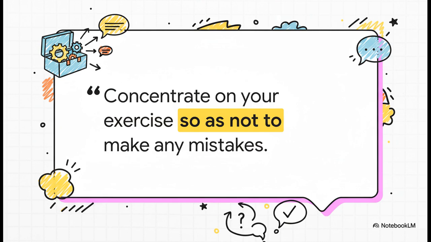And the answer is so as not to. You also could have used in order not to, because the purpose is a negative one. We want to prevent mistakes. We need one of our negative phrases. Awesome job if you got that right.